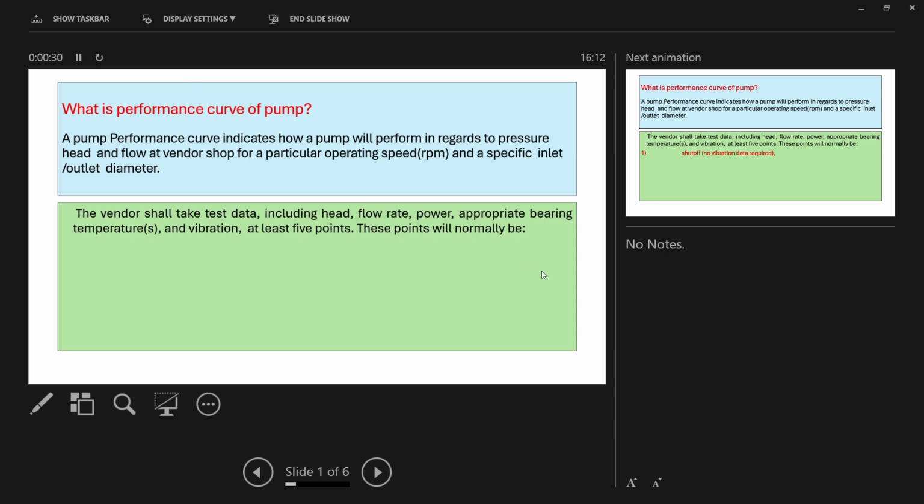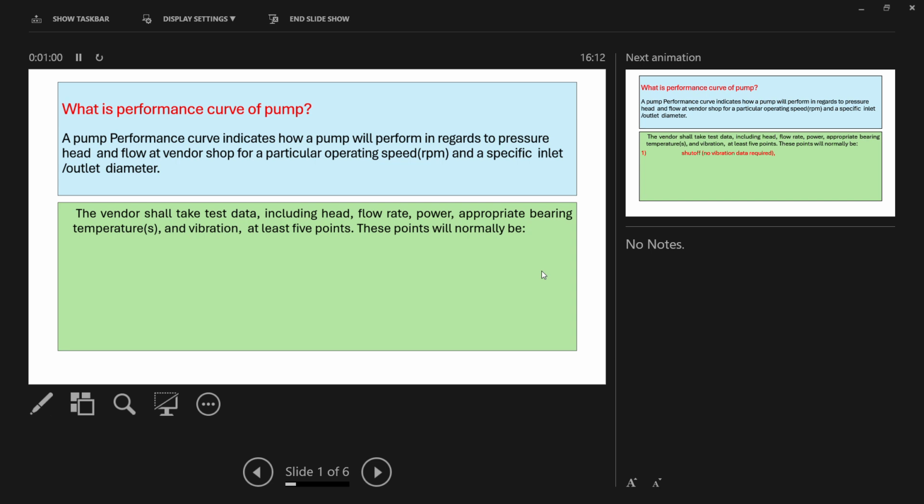Friends, today we are going to discuss the performance curve of pumps. A pump performance curve indicates how a pump will perform in regard to pressure, head, and flow at the vendor shop for a particular operating speed and a specific inlet and outlet diameter.